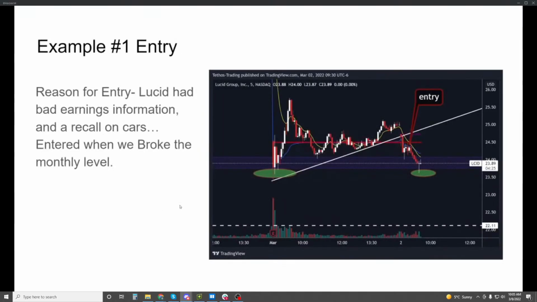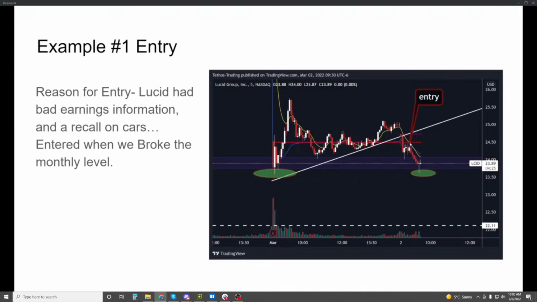So the first one we're going to use is going to be Lucid. This is going to be a regular chart for the first one, because it's going to be hard to follow from just using the Bookmap chart. So I'll show you what I was looking at. You should be able to see my mouse. I wish I could highlight it a little bit, but I got in right here, this red line, which represents the monthly level for Lucid.